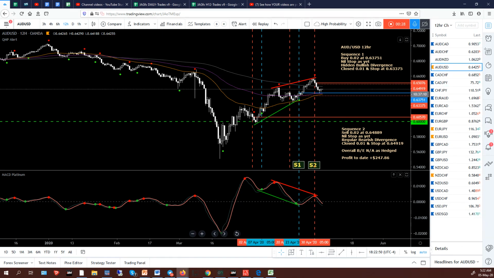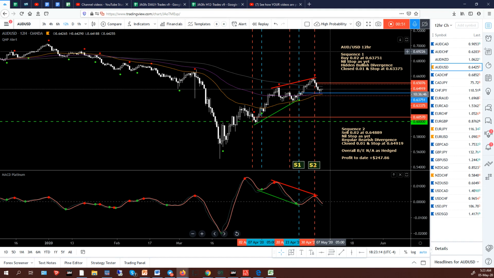This is my 12-hour watch list on TradingView. What you see highlighted here in blue is trades I've currently got open. No highlight means no trades, obviously, and orange are ones I'm discussing in this video. So there's 4 pairs I'm going to discuss in this video. We'll start with the Aussie USD.